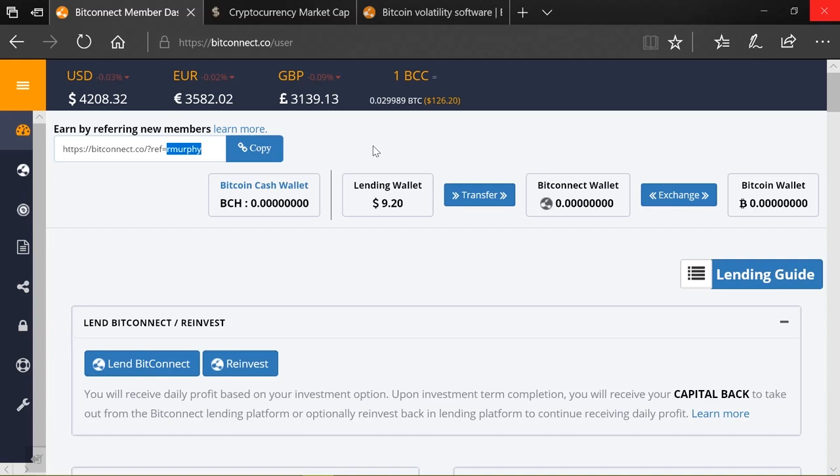So let's look underneath here. So you have Bitcoin Cash Wallet. We won't look at that now because that's something new. We'll go into Bitcoin Cash in another video. So these are the three main areas that you need to look at, which is your subheader. So you have your lending wallet, which is always in dollars. You have your Bitconnect wallet, which is your Bitconnect coins. And then you have your Bitcoin wallet.